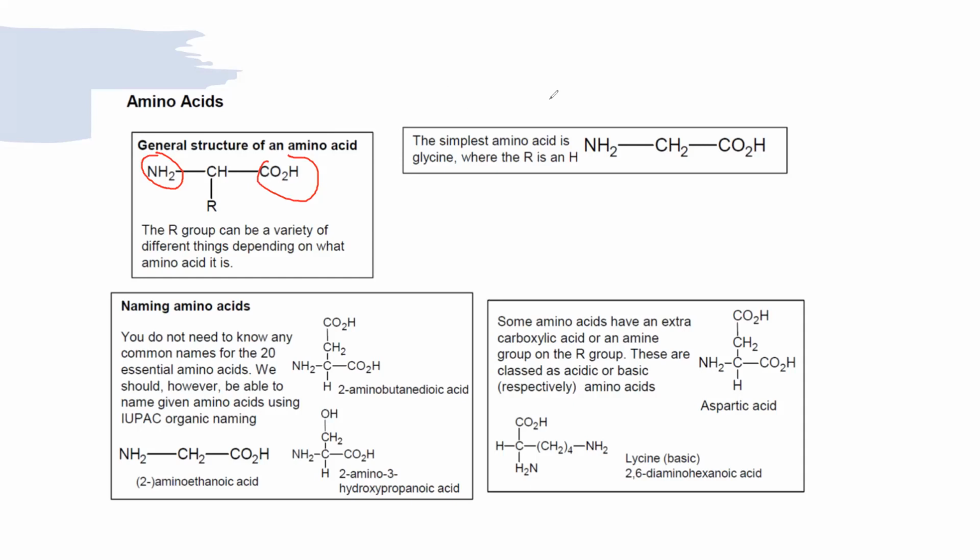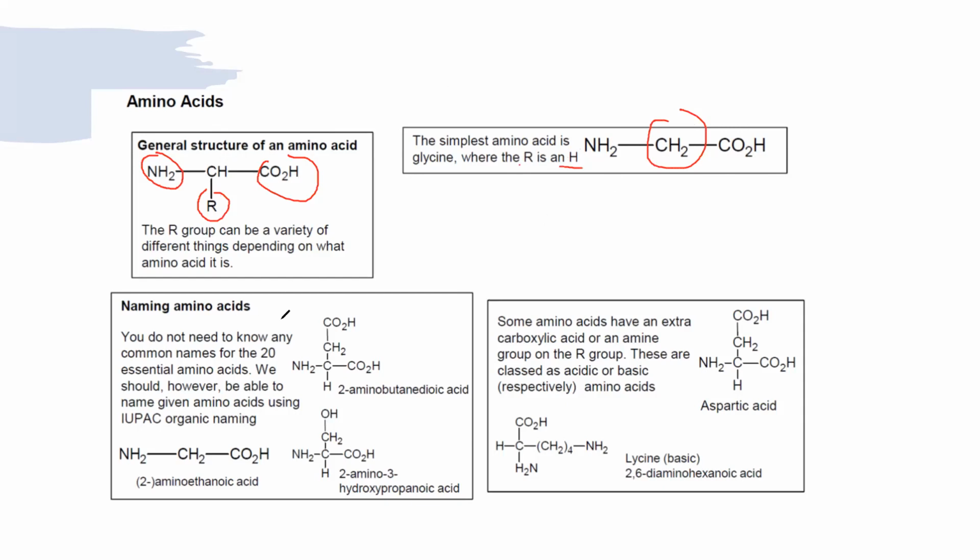The general formula for any amino acid is NH2CH(R)COOH, the carboxylic group, and then what is R? R can vary for different amino acids. They have different chain lengths or different alkyl groups. The simplest amino acid is NH2CH2 and C double bonded with O and OH, where in this case R is equal to H.